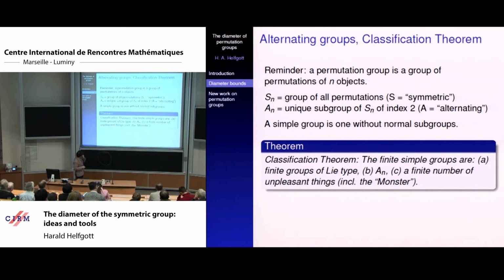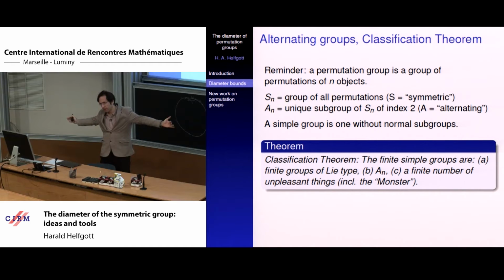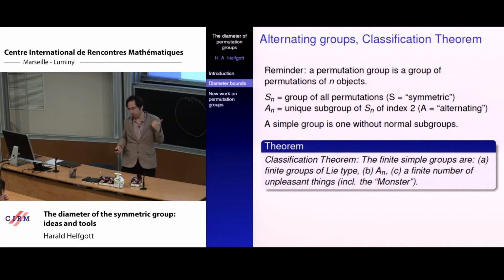The classification theorem, by the way, gives you an additional reason why you should care about Alt_n. The classification theorem, whose proof, of course, you have heard, would take an entire encyclopedia if it were all written down in one place, says that the finite simple groups are the matrix groups, basically. Well, sometimes with really funny twists. Then the alternating group, and then some horrible groups. It's a zoo of monsters, but it's a finite zoo. There's a finite number of monsters.